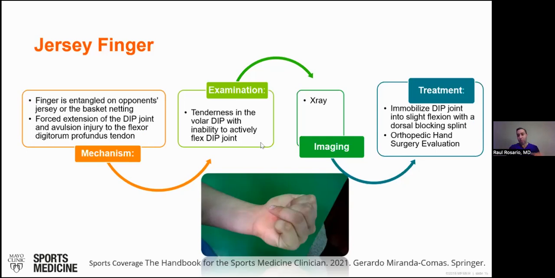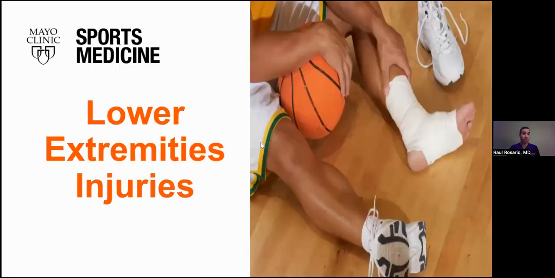You can do an x-ray again, probably will be normal, and we can immobilize it, but this is the difference, is that this is actually a surgical diagnosis, because the tendon tends to retract and it doesn't heal very well with conservative treatment. So this is one that we need to identify in order to make sure that we repair it if we need to, okay? So now let's start with the lower extremity injuries, which are extremely more common, okay?